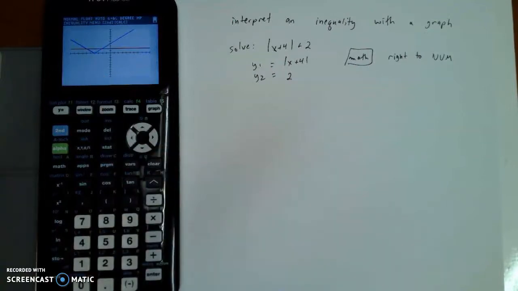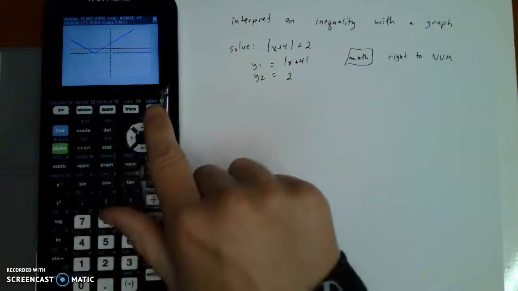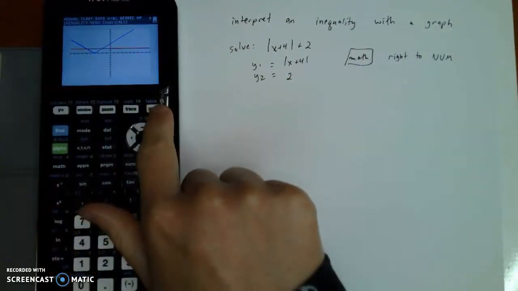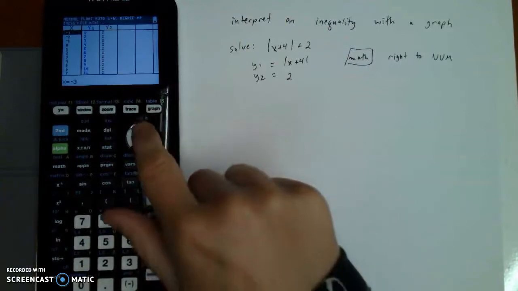Now again, I always start with an easy problem, so I do have nice numbers. We'll see in a moment what to do if our numbers are less than nice. So I'm going to start by looking at the table. So I'm going to hit second graph to pull up the table.